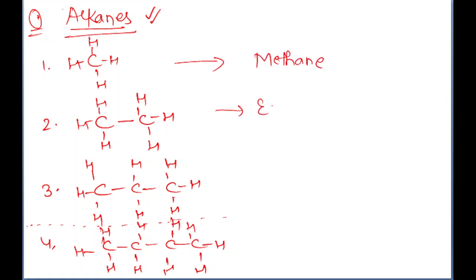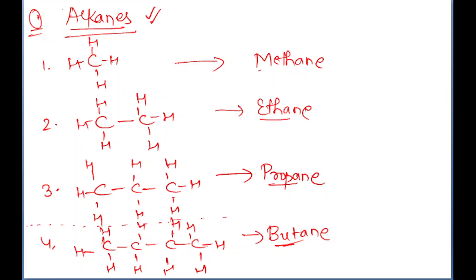This is ethane. This is propane. We have discussed this in the IUPAC naming. And this is butane. The word roots meth, eth, prop, but suggest the number of carbon atoms. Meth for 1 carbon, eth for 2 carbons, prop for 3 carbons, and but for 4 carbons. And ane suggests the single bond.